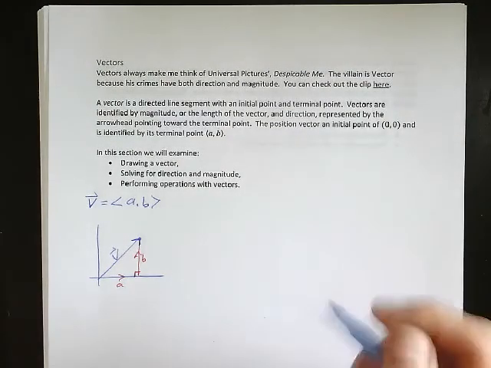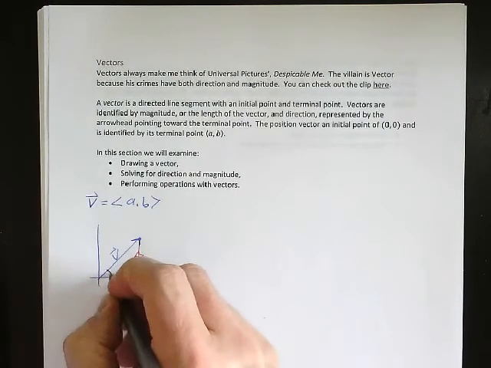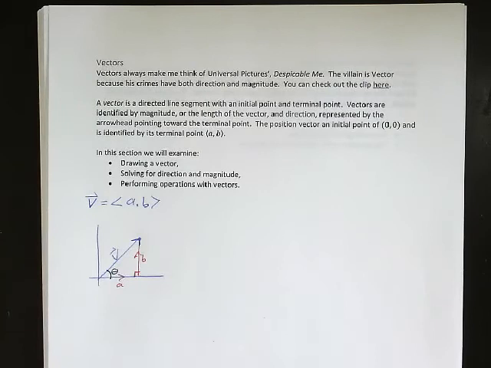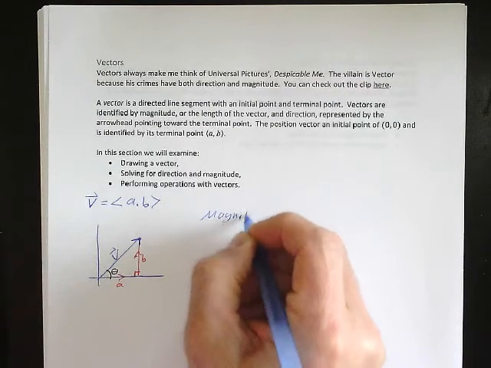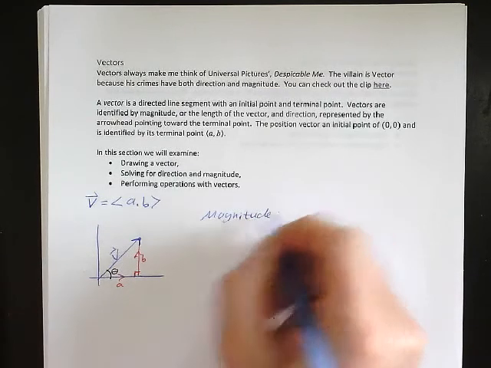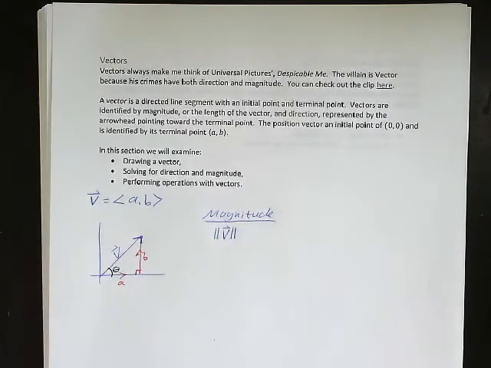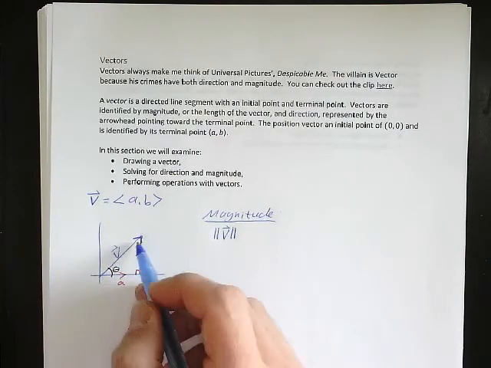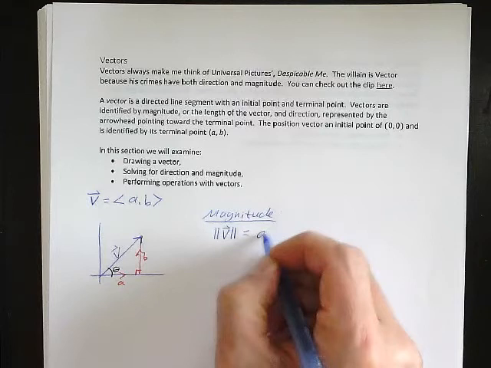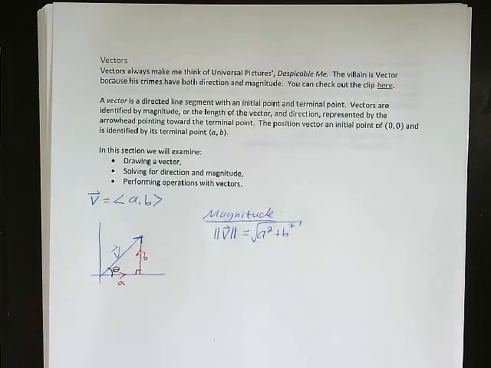So the vector has both direction and magnitude. When we're measuring the direction, this angle here, theta, that is our direction. And the magnitude is denoted by two sets of absolute value bars. That's the magnitude of v. And really, if you wanted to figure out how long v was, you would use the Pythagorean theorem. So it'd be the square root of a squared plus b squared for the magnitude.